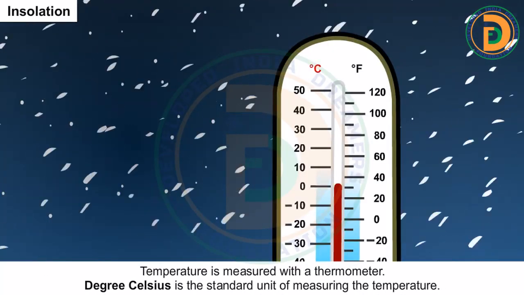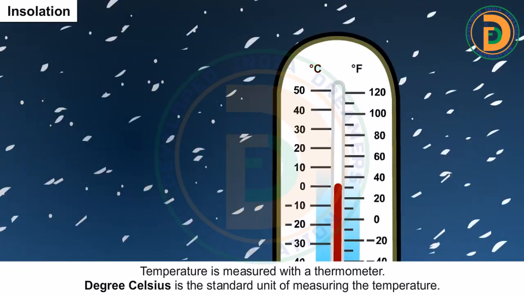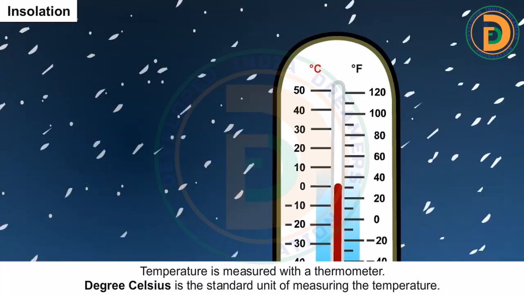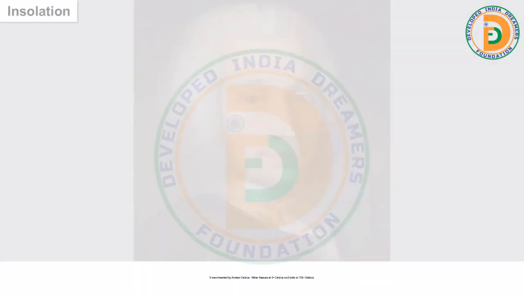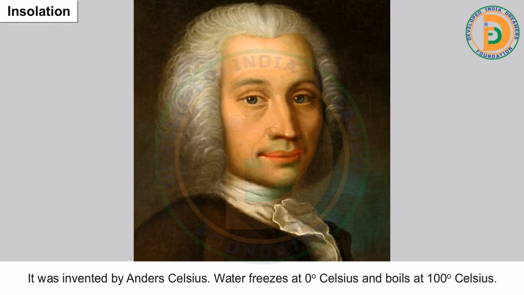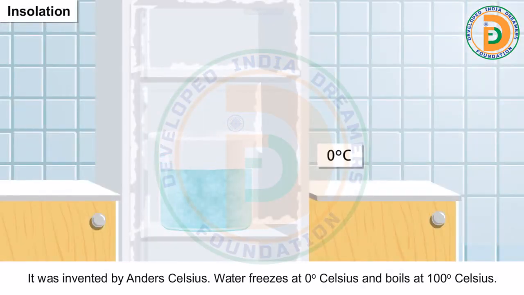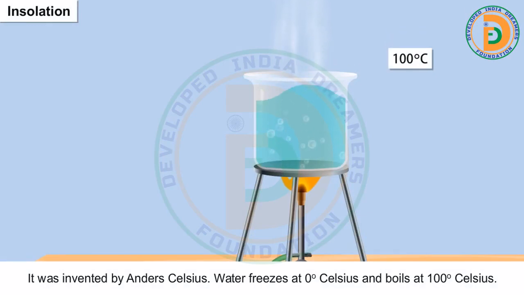Temperature is measured with a thermometer. Degree Celsius is the standard unit of measuring the temperature. It was invented by Anders Celsius. Water freezes at 0 degrees Celsius and boils at 100 degrees Celsius.